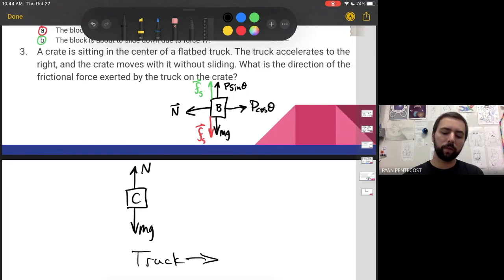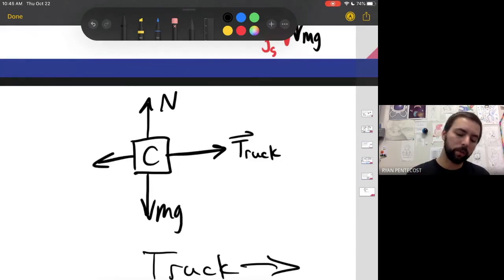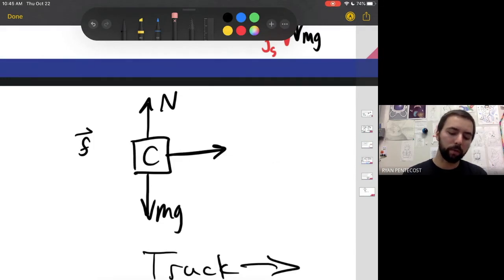Now, what is the direction of the frictional force? Well, we know that in the problem it says the crate moves with the truck without sliding. So one common belief is that we would just put a truck force, right? The truck is somehow moving it, and then the friction is going to oppose the motion, right? But that's not true. The only thing acting on this block is friction. So there is no mysterious truck force.